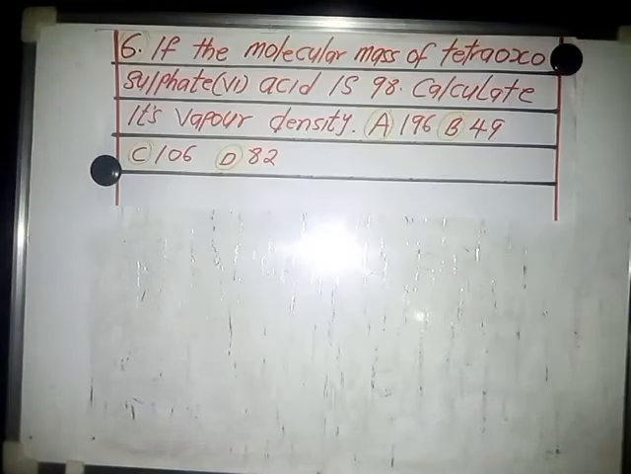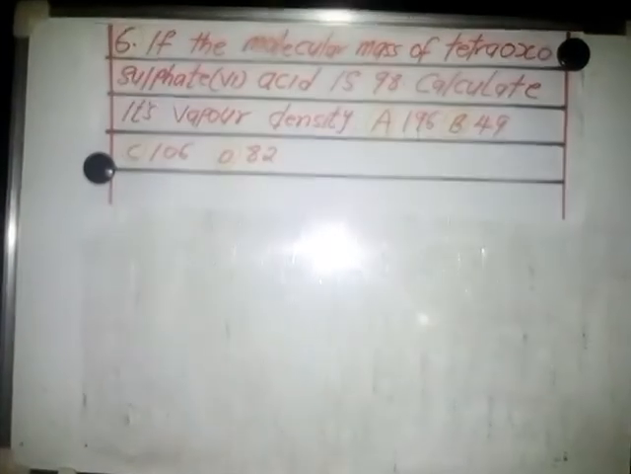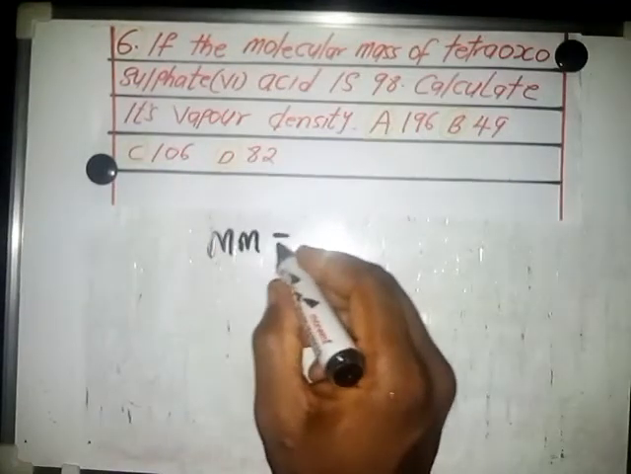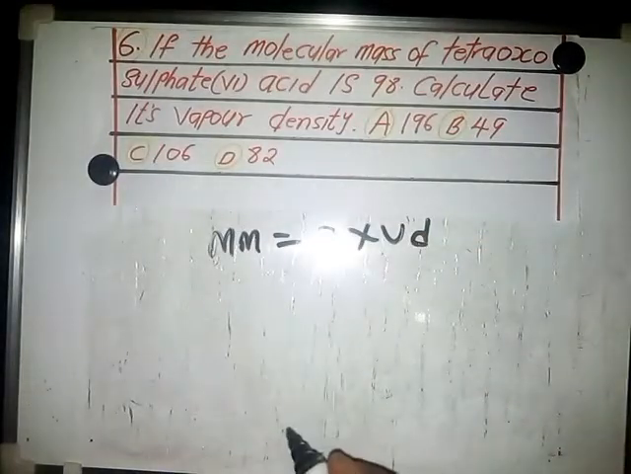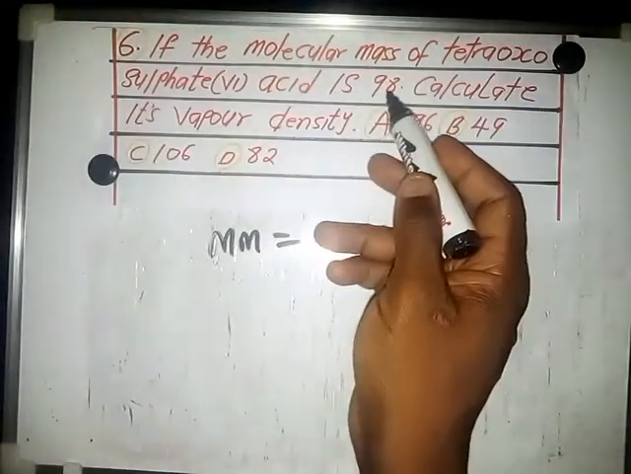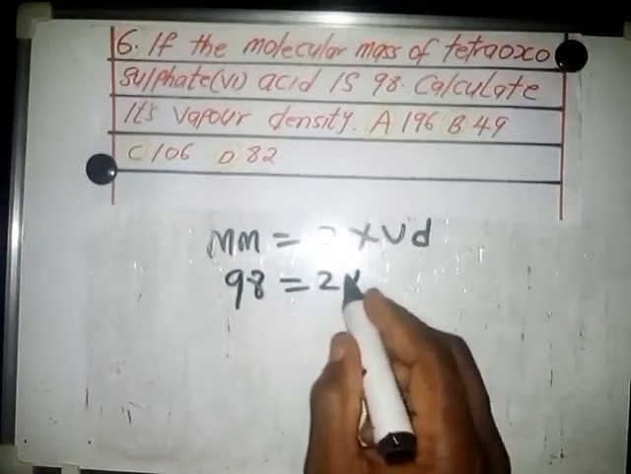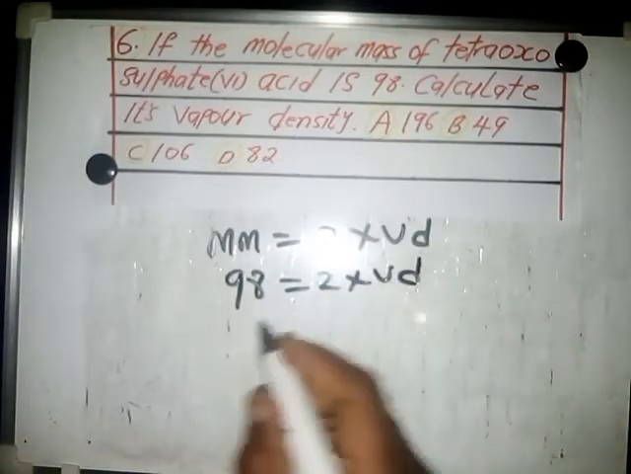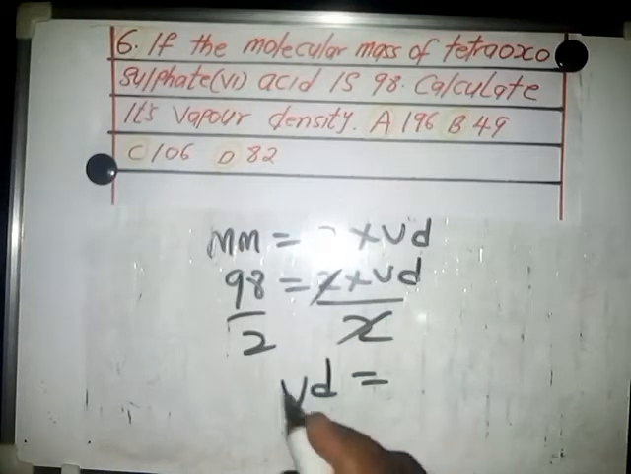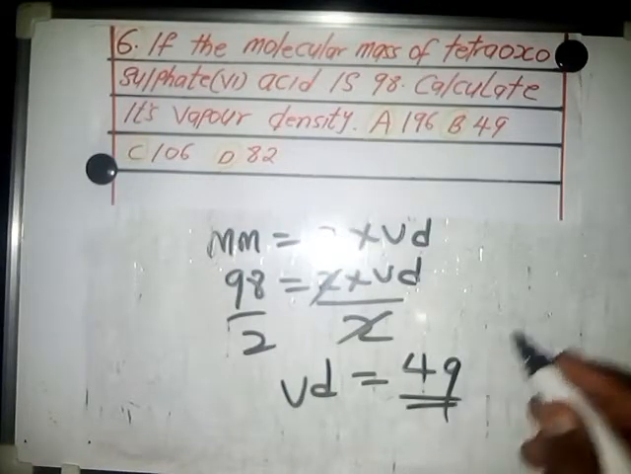If the molar mass of tetrahydrocyclic acid is 98, calculate its vapor density. As usual, molar mass is equal to 2 times vapor density. They've told you that the molar mass is 98, so I'll say 98 equals 2 times vapor density. I'll just divide both sides by 2. So vapor density is equal to 98 divided by 2. That is 49. So the answer is B.